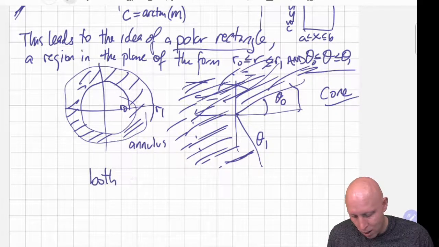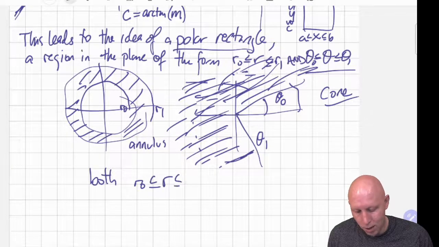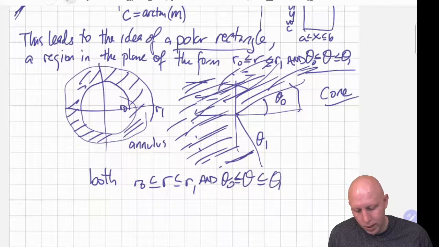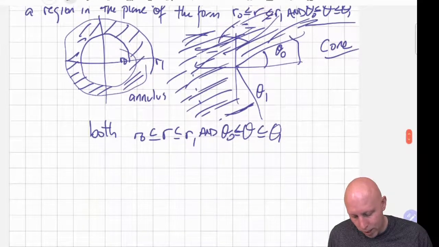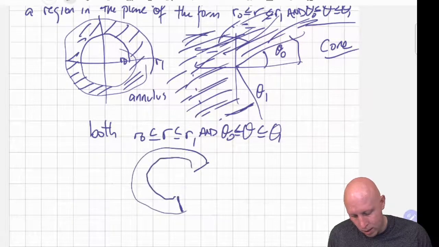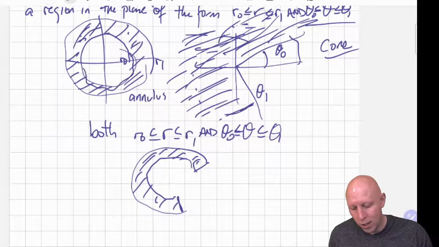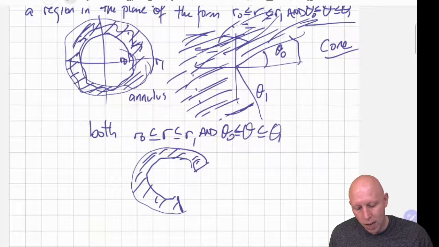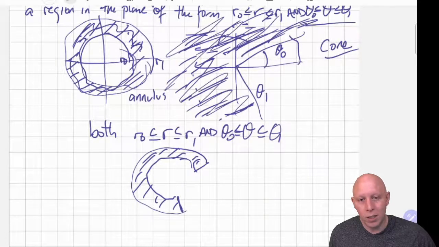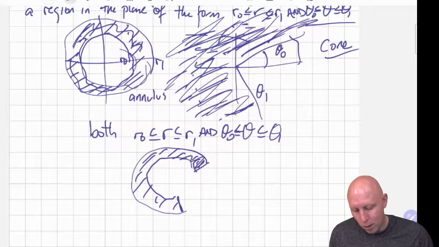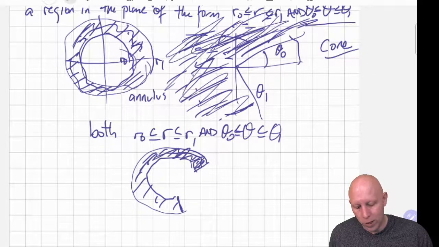If we put those two things together, if we take both r between r naught and r1, and theta between theta naught and theta 1, then what we get is a partial annulus. Because we want all points that are between r naught and r1, which means they lie in the annulus, but we also want the points between theta naught and theta 1, which are points that lie in this cone region.